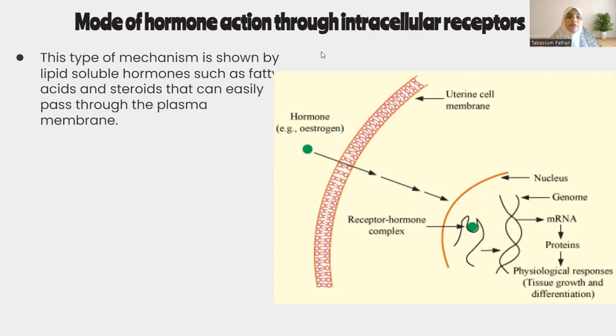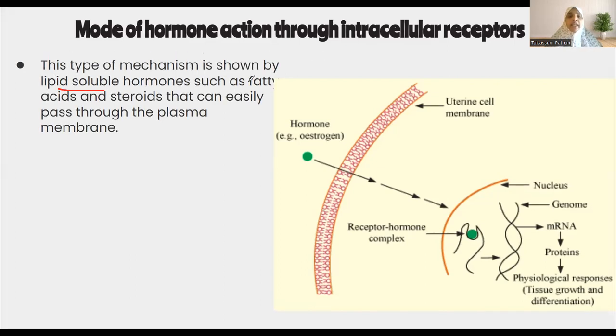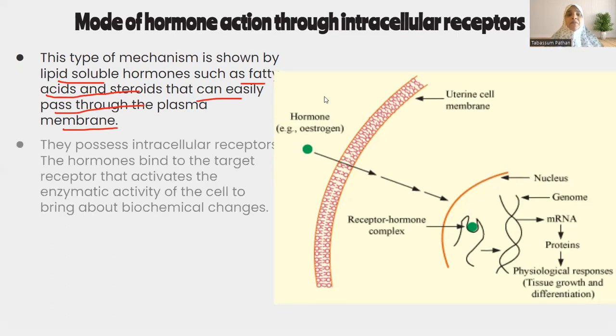Okay, so this type of mechanism is shown by what? Lipid soluble hormones. They can be fatty acid in nature and steroids in nature. They can easily pass through the plasma membrane. Simple to understand. So they possess intracellular receptors. So where will the receptor be present? On the surface of the cell membrane? No. They will be present inside the cell because they can easily pass through the plasma membrane.